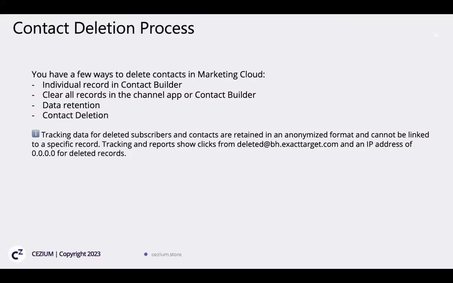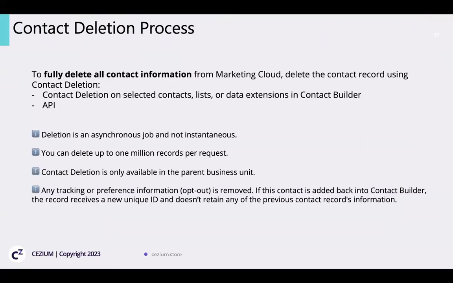And even I wrote here that I don't know if it's here. Yeah, if you add back the contact in Contact Builder, you'll have a new ID and you won't be able to link to your previous contact record. So it's permanent. Got it. Just considered as a new person.